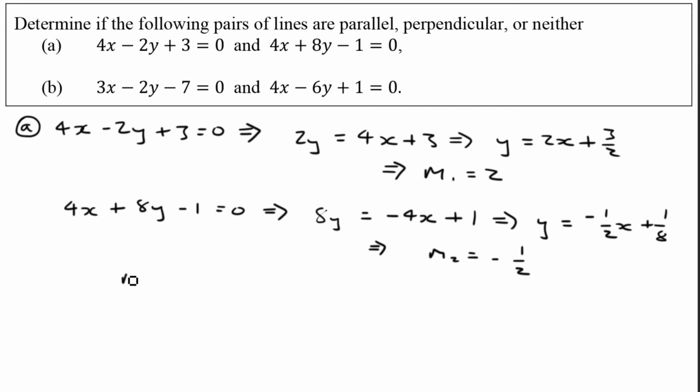Now, m1 times m2, being 2 multiplied by negative a half, is negative 1. Therefore, we can conclude that they are perpendicular.